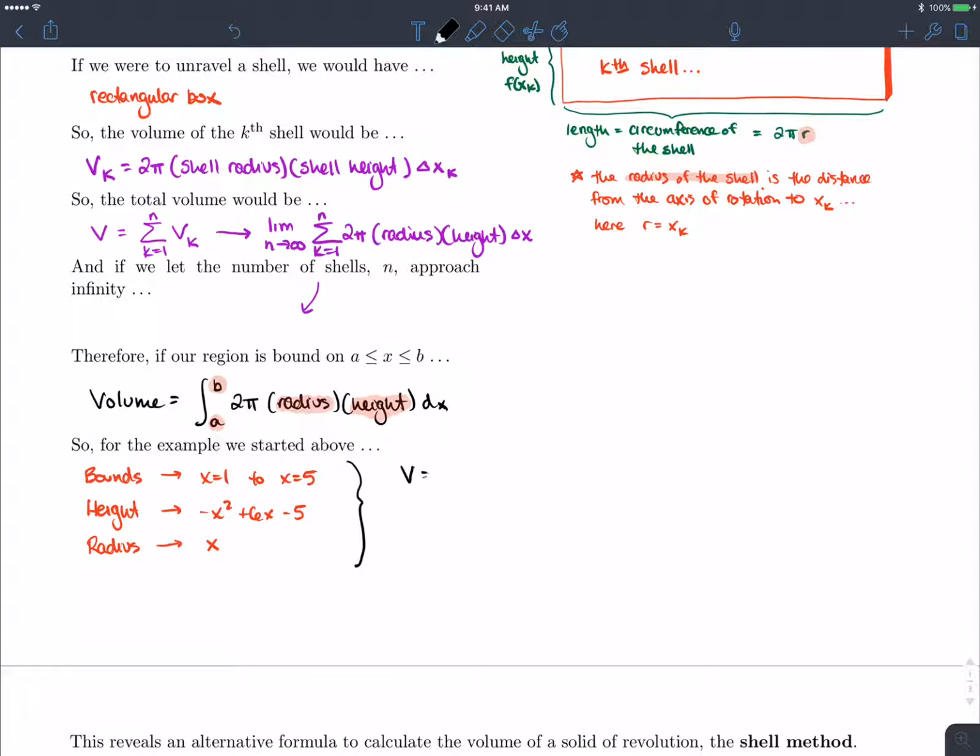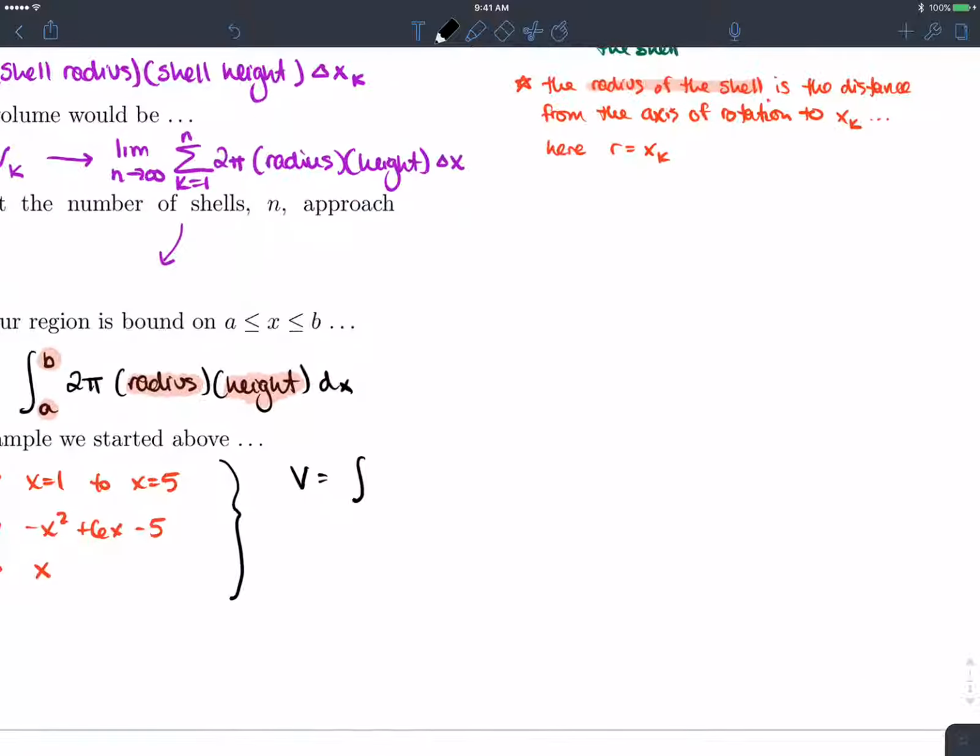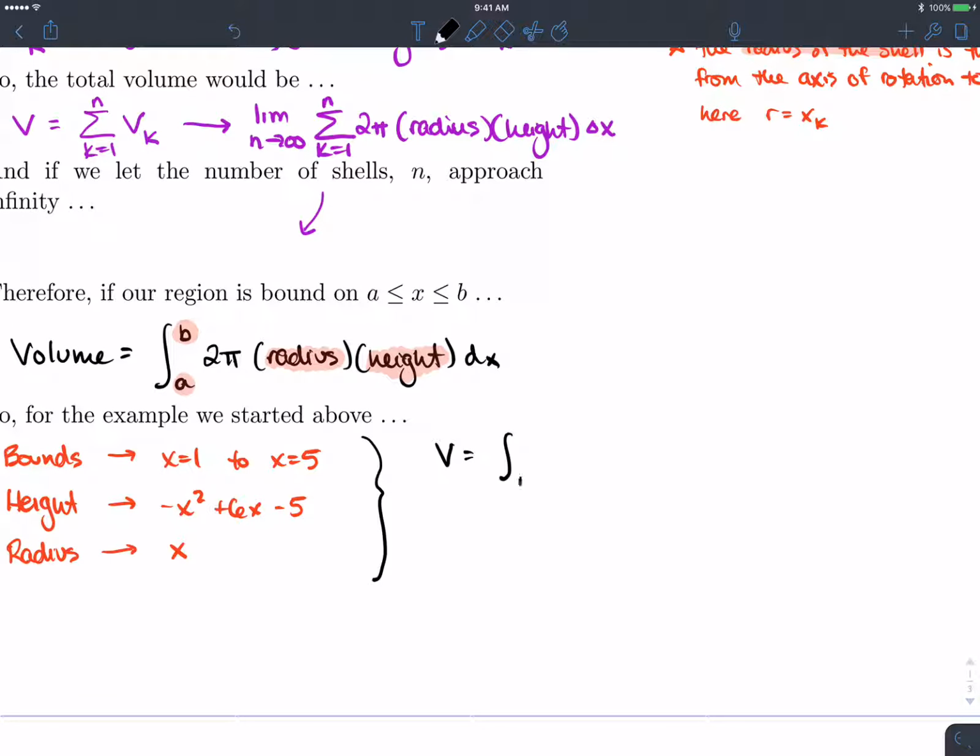So volume is going to be the integral from x equals 1 to x equals 5, 2 pi times x times negative x squared plus 6x minus 5, integrated with respect to x. Again, I'm going to point this out: we've got a rotation around a vertical axis that is now a function of x as opposed to y from the disk and the washer method.